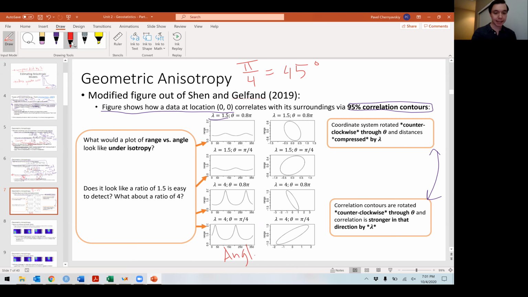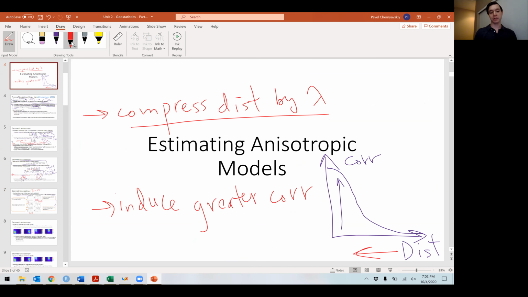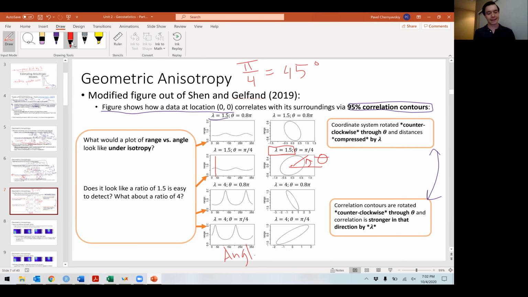And so we see that peak occurring at about 45 degrees. This ellipse is rotated counterclockwise by 45 degrees, and the distances are compressed in that direction by a factor of 1.5, which induces greater correlation in that direction.